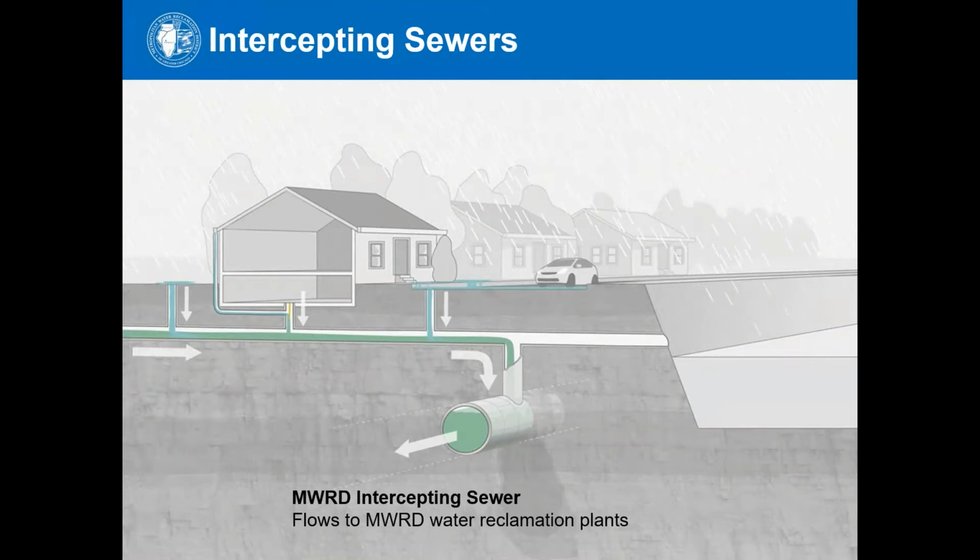In order to get the treatment plants operational as quickly as possible, the district built intercepting sewers along the waterways and connected them to the existing municipal sewers. You can see the municipal sewers that still have a connection to the area waterways and the district interceptors that carry flow to our water reclamation plants.